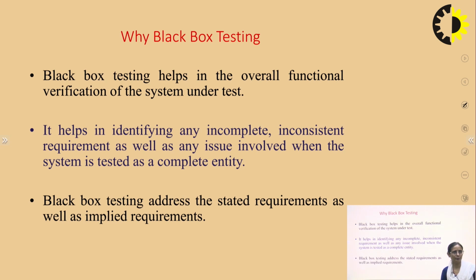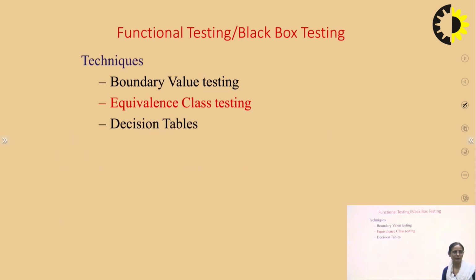Why do we go for black box testing? Black box testing helps in the overall functional verification of the system under test. It helps in identifying any incomplete, inconsistent requirement as well as any issue involved when the system is tested as a complete entity. So this testing addresses the stated requirements as well as implied requirements. What are the techniques? We have three techniques: boundary value testing, equivalence class testing, and decision table testing. We will cover them one by one.